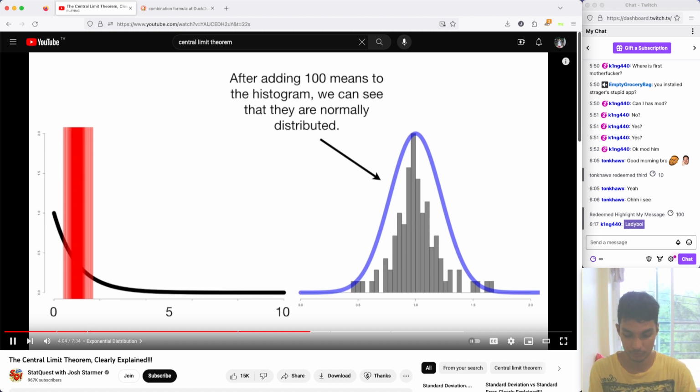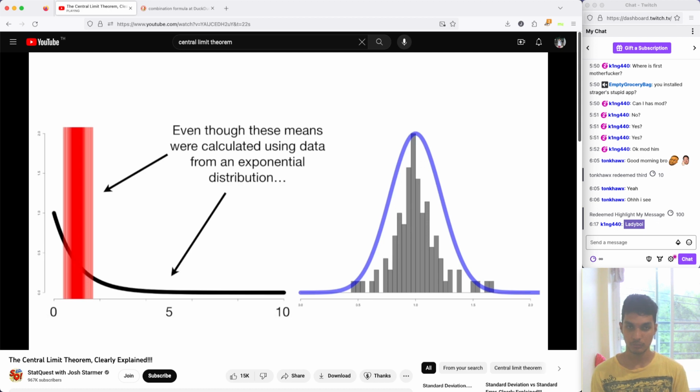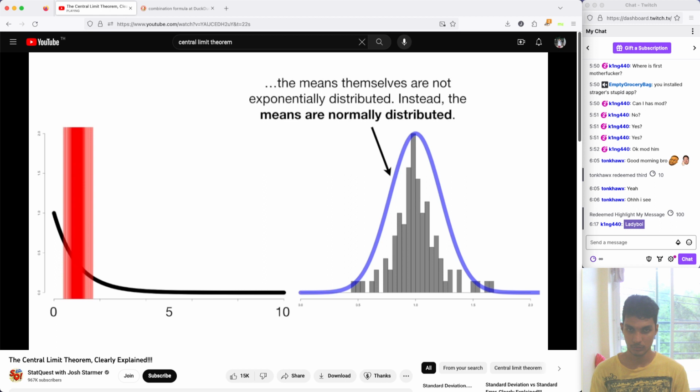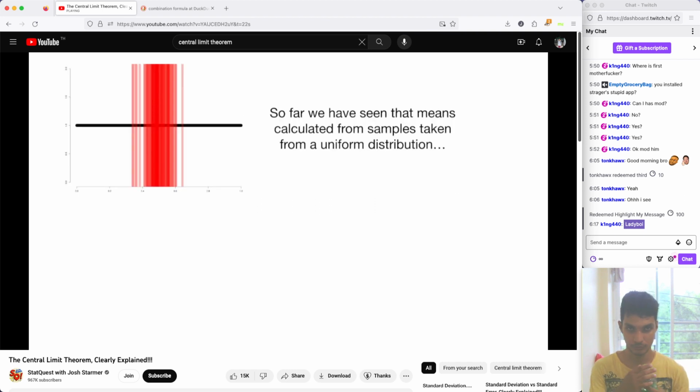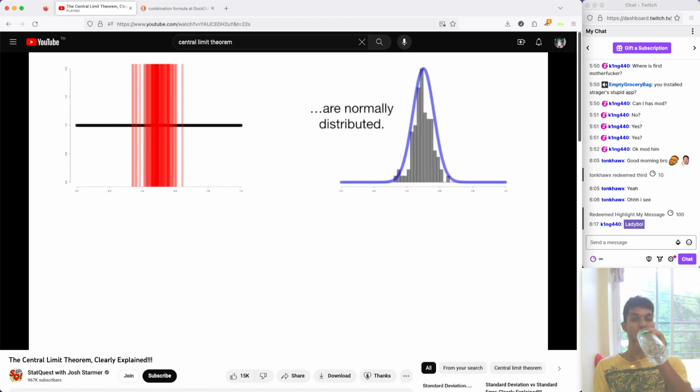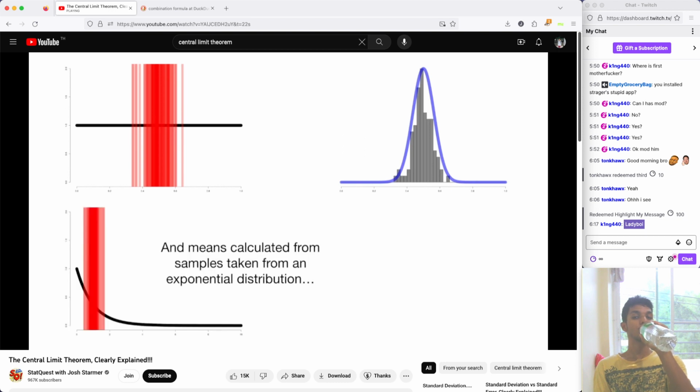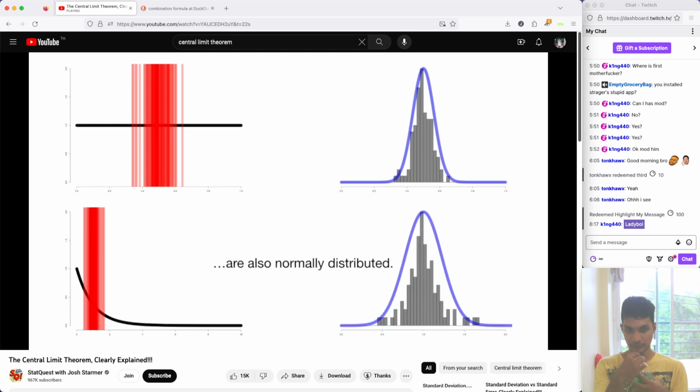And see that they are normally distributed. Even though these means were calculated using data from an exponential distribution, the means themselves are not exponentially distributed. Instead, the means are normally distributed. Bam! So far, we have seen that the means calculated from samples taken from a uniform distribution are normally distributed, and means calculated from samples taken from an exponential distribution are also normally distributed.